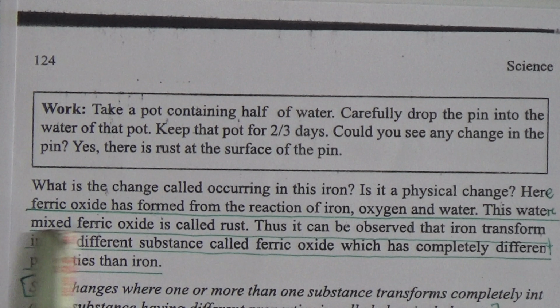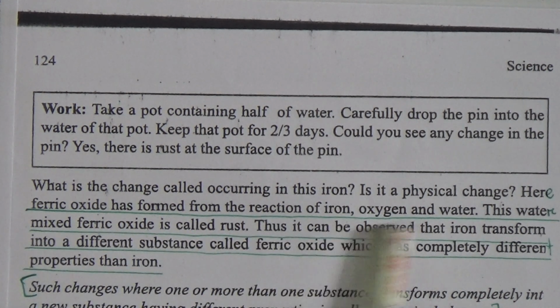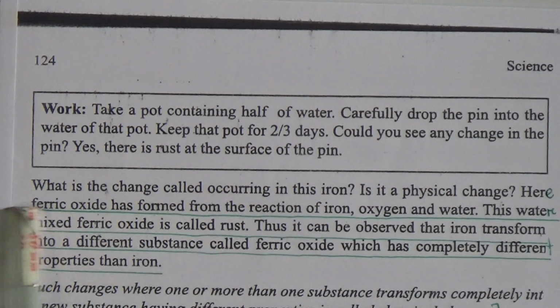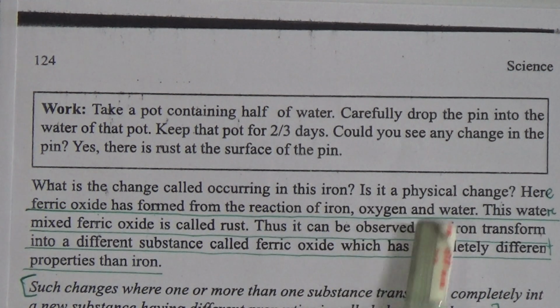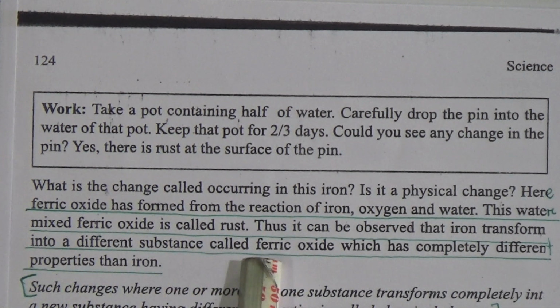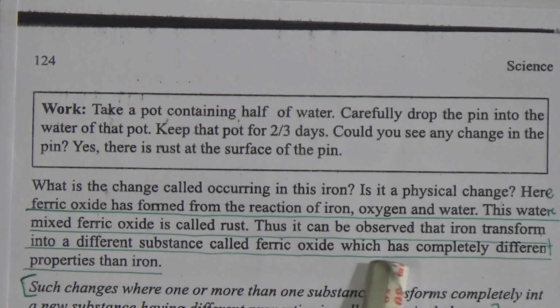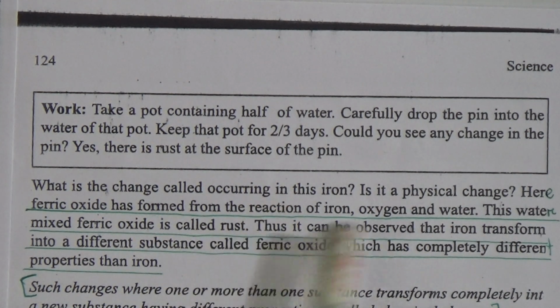Rust is ferric oxide formed from the reaction of iron, oxygen and water. My dear students, underline this line. Ferric oxide is formed from the reaction of iron, oxygen and water, and this water mixed ferric oxide is called rust. And thus it can be observed that iron transformed into a different substance called ferric oxide, which has completely different properties than iron. So rust is also a chemical change.